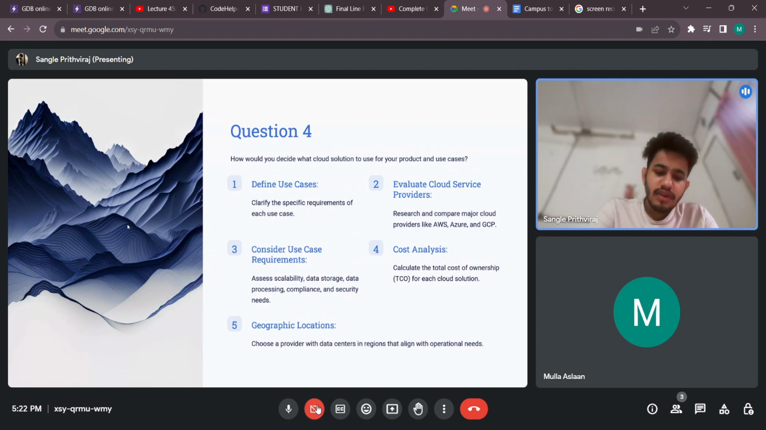In our scenario, geographical location plays a crucial role too. We opt for a provider with data centers strategically positioned in the regions that align with our operational needs, ensuring data accessibility and efficiency.